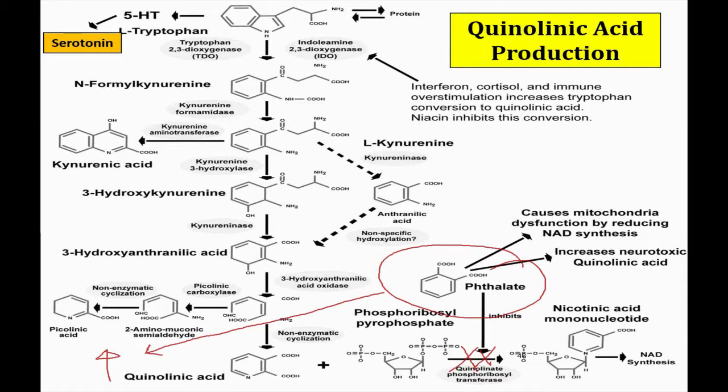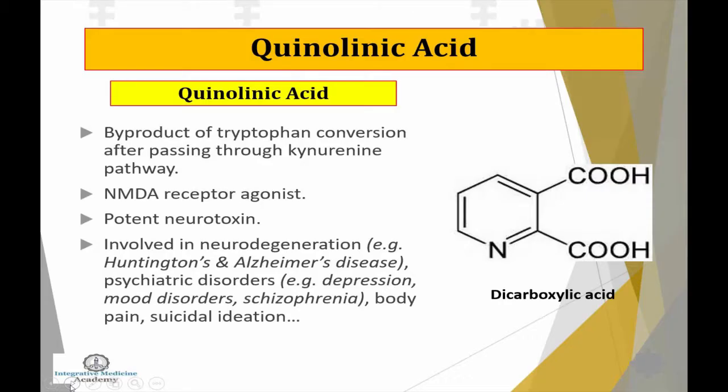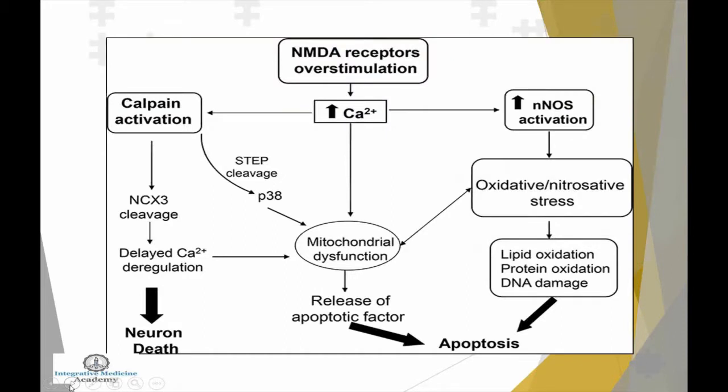Quinolinic acid is what's called an NMDA receptor agonist. It's a potent neurotoxin. It's often elevated in very serious neurodegenerative diseases, as well as certain psychiatric disorders as well. It's even been linked to suicidal ideation in extreme cases.